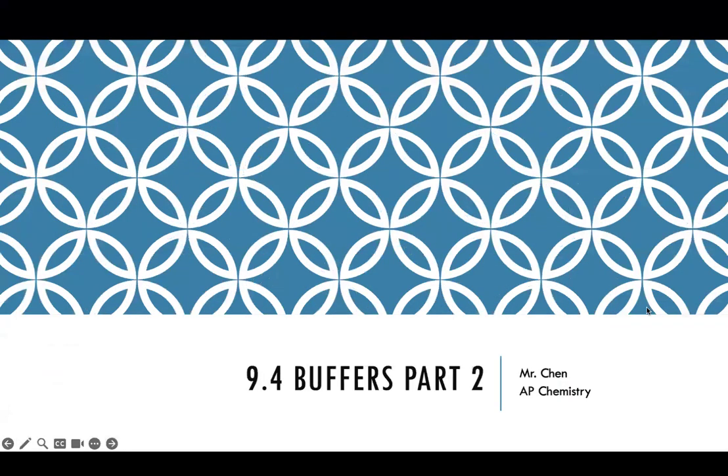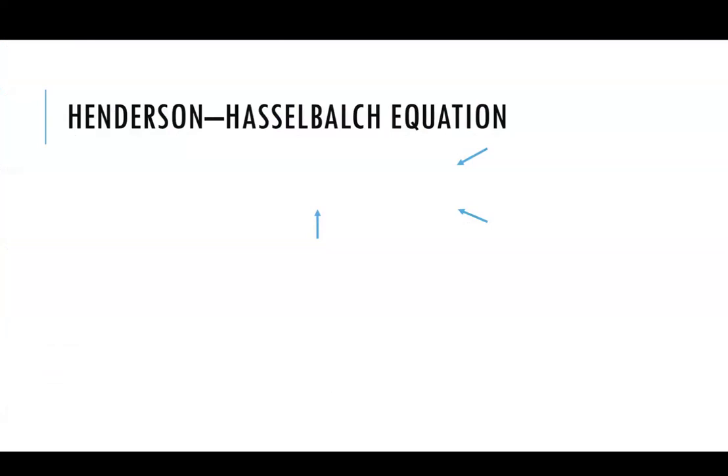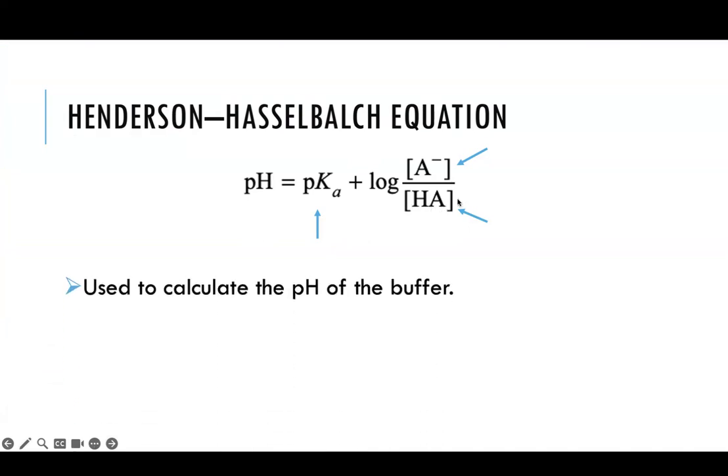Good morning. In this video, I'm going to introduce 9.4 Part 2 on buffers. This video will focus on one equation called the Henderson-Hasselbalch equation. The Henderson-Hasselbalch equation states that pH equals pKa plus log of the conjugate base concentration over the acid concentration. This equation is used to calculate the pH of a buffer.